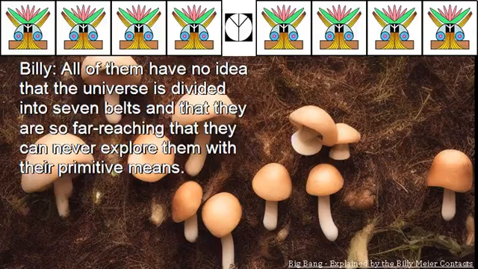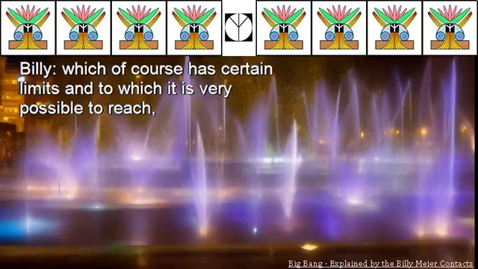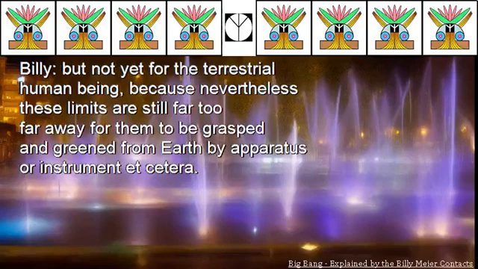All of them have no idea that the universe is divided into 7 belts, and that they are so far-reaching that they can never explore them with their primitive means. So they also do not know that they can only make their observations and do their researches in the belt of matter, which of course has certain limits and to which it is very possible to reach, but not yet for the terrestrial human being, because nevertheless these limits are still far too far away for them to be grasped and gleaned from Earth by apparatus or instrument, etc.